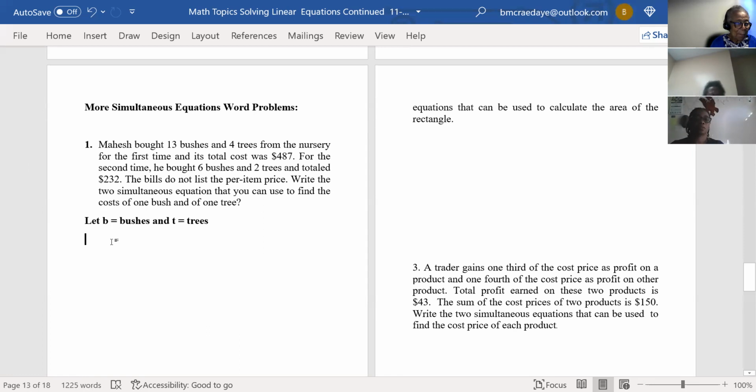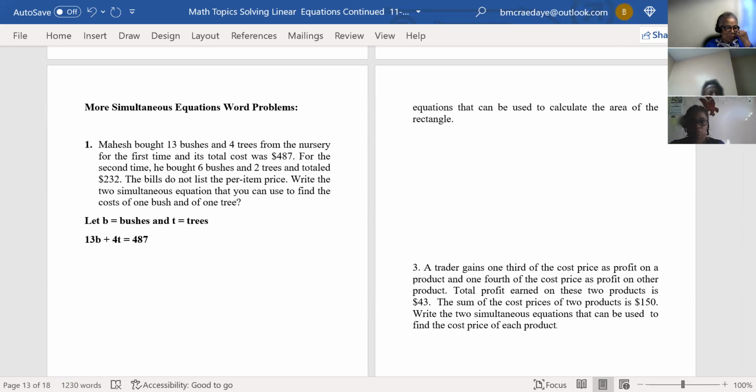So you can use 13B plus 4T equal 487. Okay. 4, 8, 7. Very good. That's one of your simultaneous equations.